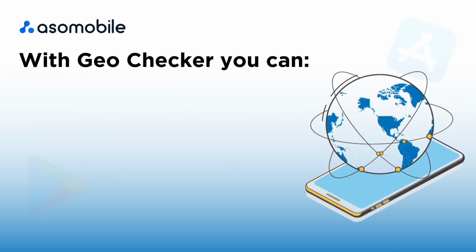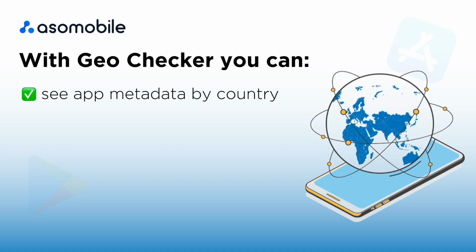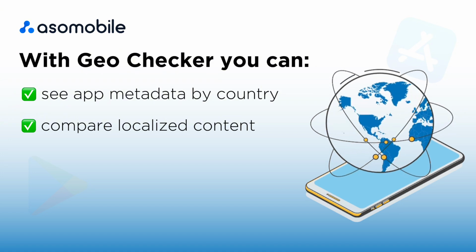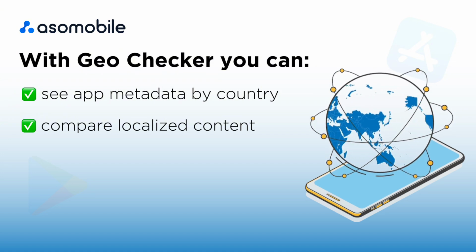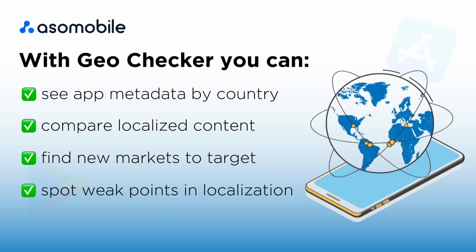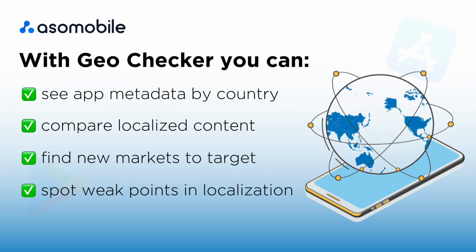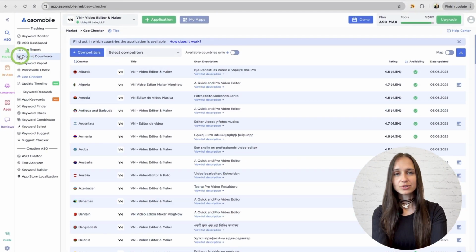Geo Checker gives you a global view of your ASO performance. See how your app's metadata looks in each country. Analyze localized titles, subtitles, and descriptions across different regions. Discover new markets for expansion. Spot weak points in your localization that may be hurting your growth. Geo Checker is located in the Market section of the ASOMobile platform.